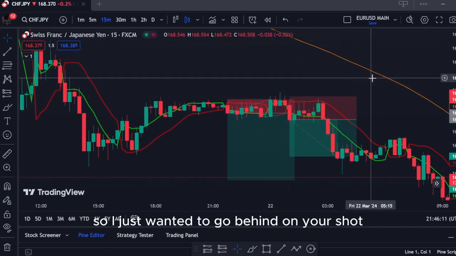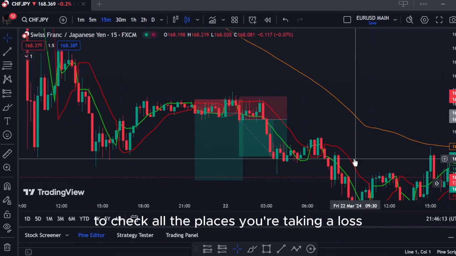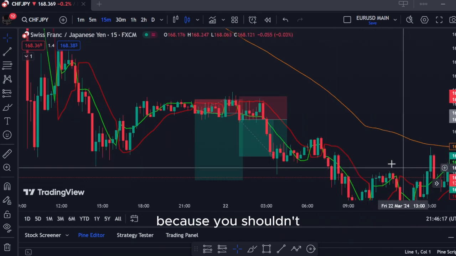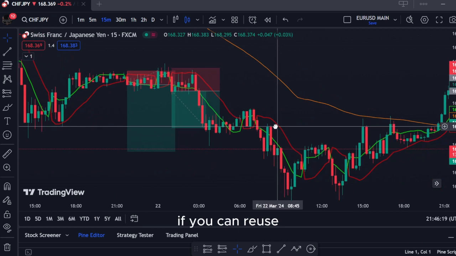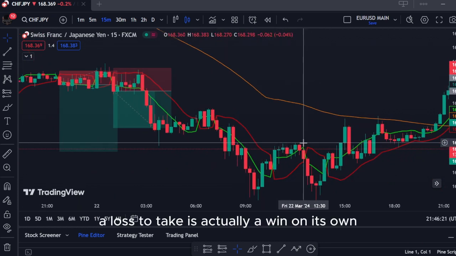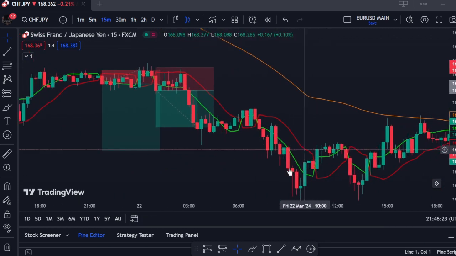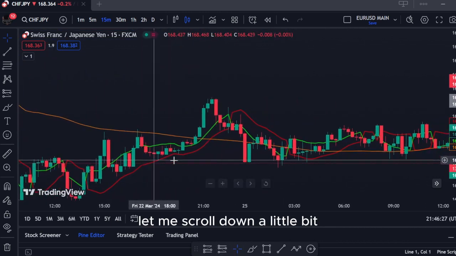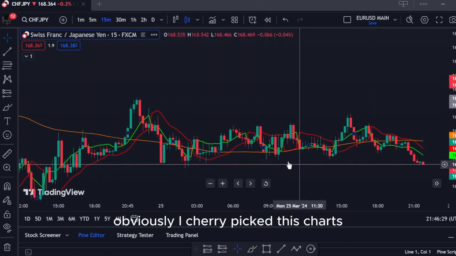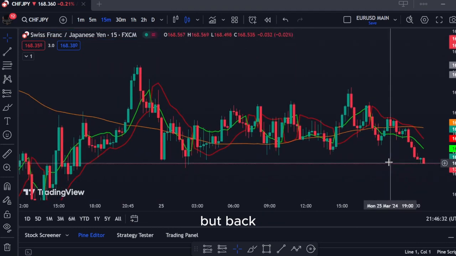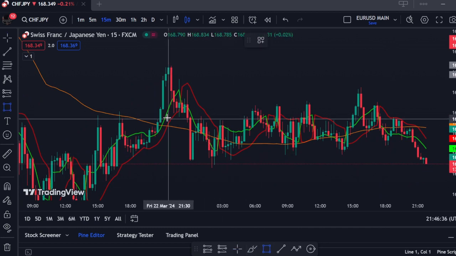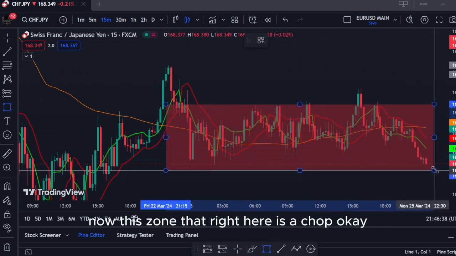So I just want you to go behind on your strategy, check all the places you're taking a loss, and look for how to cut down those losses, because you shouldn't always be looking for how to make more wins. If we can reduce the losses we take, it's actually a win on its own. Now, I'm just seeing those two trades. If I still come to this other side, let me scroll down a little bit. Obviously, I cherry-picked this chart, but backtesting will give you a hint of how it should work on your own strategy. Now, this zone right here is a chop, okay?